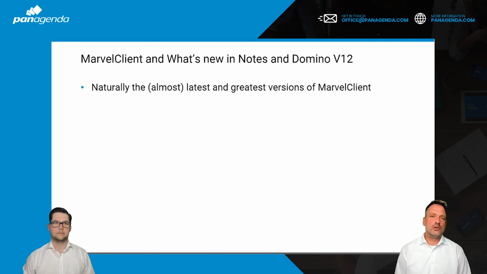So what's new in Notes and Domino v12 with regards to MarvelClient? First of all, naturally, the almost latest and greatest versions of MarvelClient. The version depends on client type. So for example, on HCL Nomad, we have a different binary than we have on Windows. And since we work on this together in our partnership with HCL, we had to hand over MarvelClient a while ago already. And you know that we're famous for improving MarvelClient on an ongoing basis in very fast pace. We're trying to keep pace with HCL.